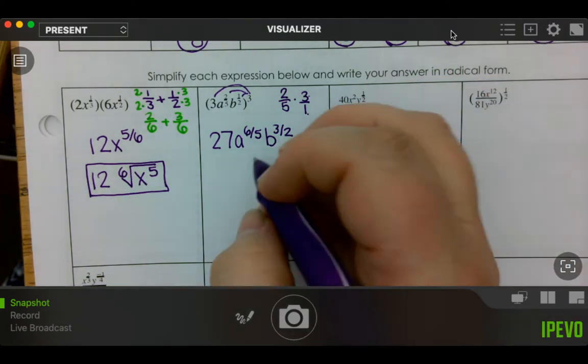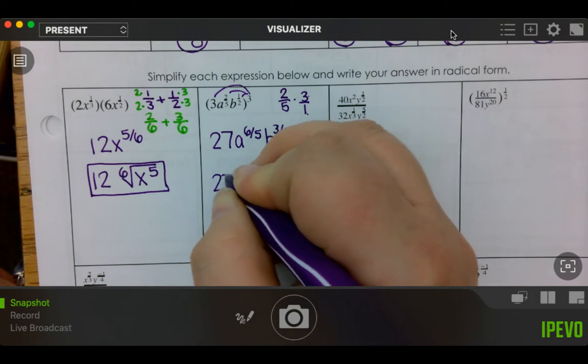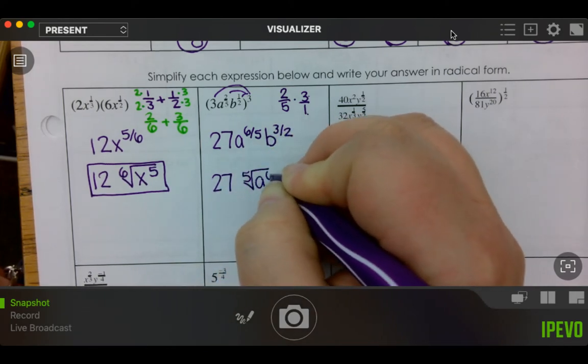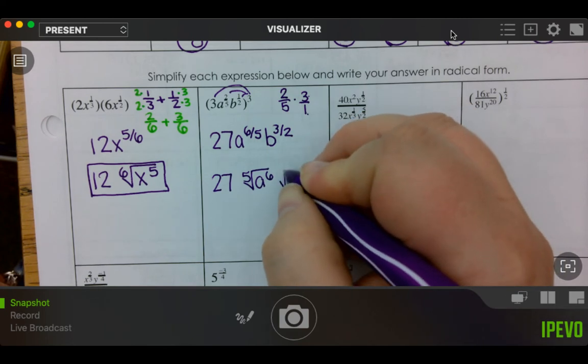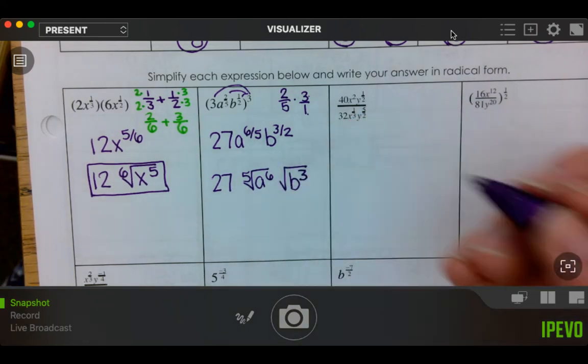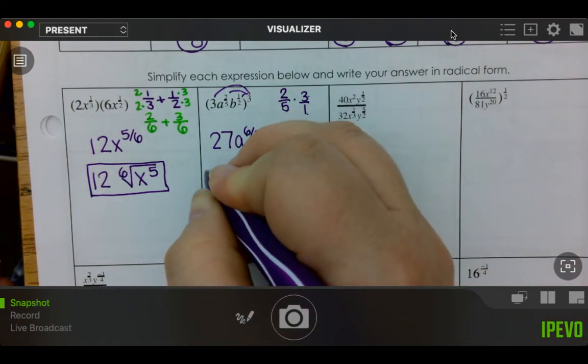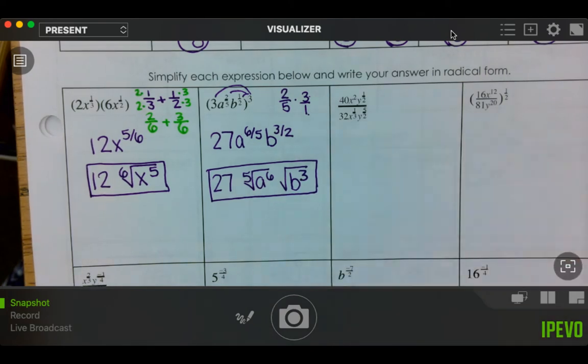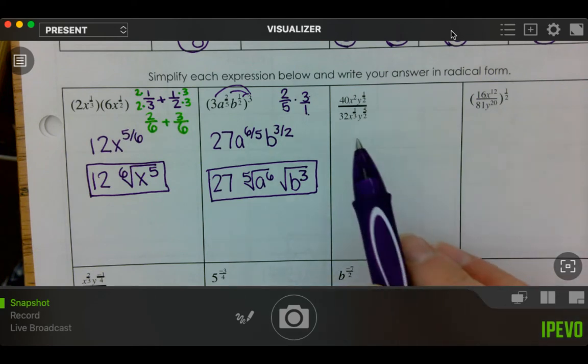And then we have to change this into radical form. So this is going to be the 5th root of a to the 6th and the square root of b to the 3rd. So they have to each get their own because one of them is the 5th root and one of them is the square root. So they can't go together since they're different radicals. If they were the same, we could put them all under one.